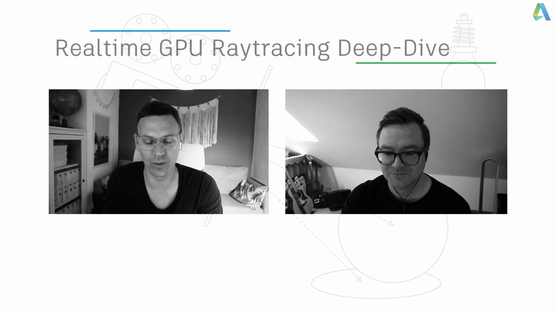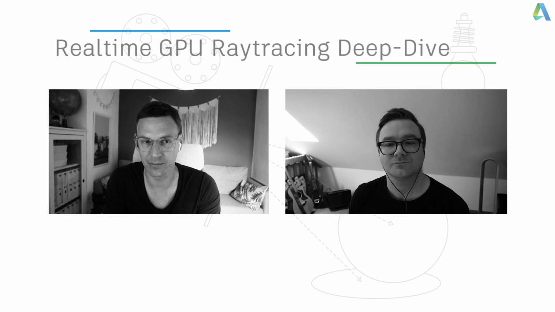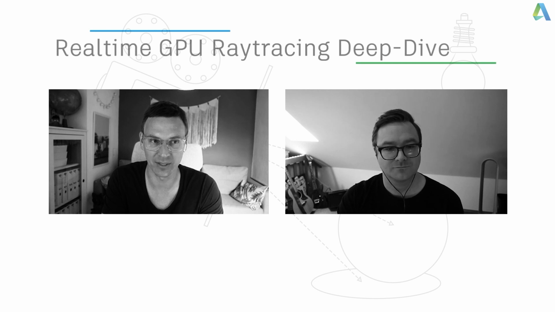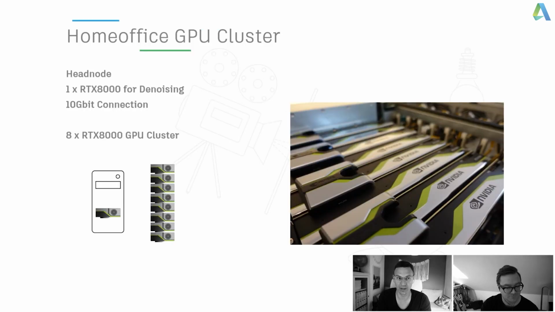So, in the first session, we mainly talked about the theoretical part about GPU Raytracing. In general, what's the difference to a CPU, but also how it's implemented into VRED, what the scaling with multiple GPUs is like. But the good thing is that we actually have one GPU cluster at hand. So in Danny's home office right now, we have a GPU cluster consisting of a head node with one RTX 8000 card, which is mainly used for the denoising. And this has a 10 gigabit connection to the little cluster itself, which has 8 RTX 8000 GPU cards in there. And Danny, I'm really excited and looking forward to you now showing this cluster in action.